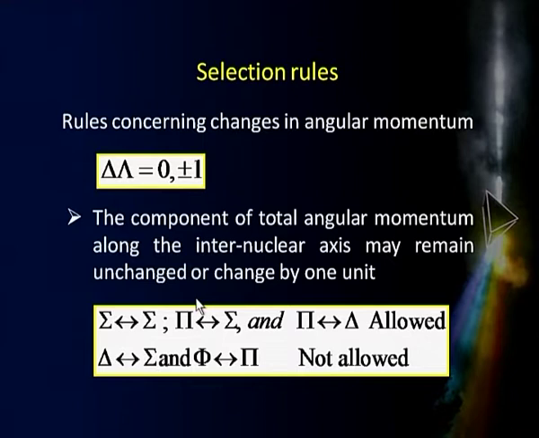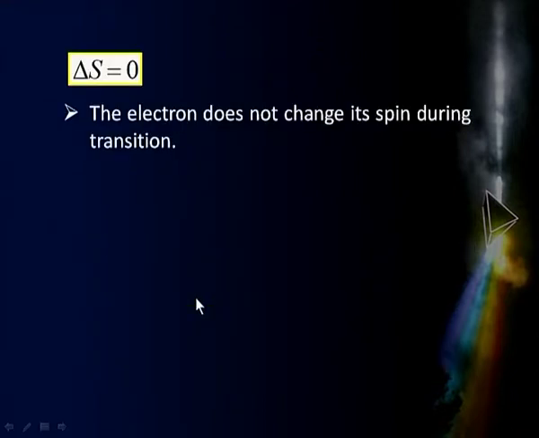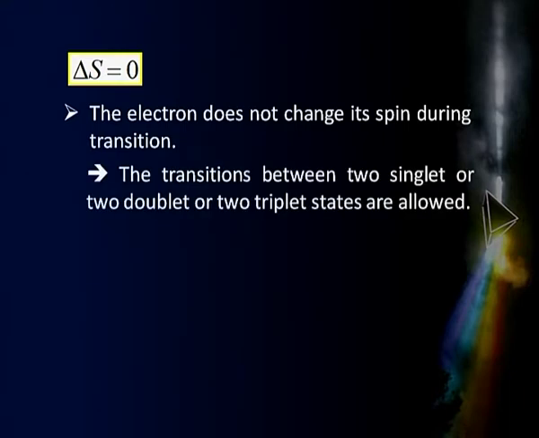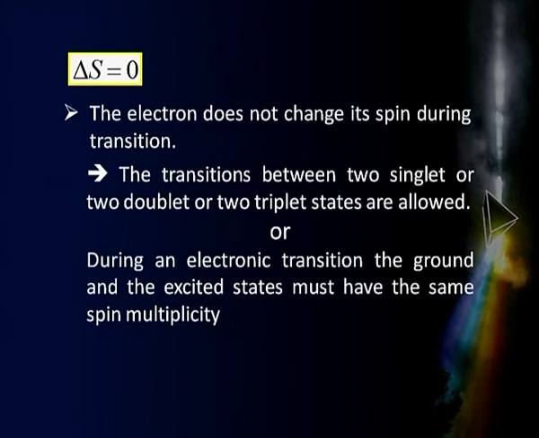That is one. Secondly, a very pertinent and important selection rule for electron spectroscopy is that delta S is equal to 0, which means the electron does not change its spin during the transition. In simpler terms, the transitions can take place between either two singlets, or two doublets, or two triplet states, that is all. Or even more simply, during an electronic transition, the ground and excited states must have the same spin multiplicity.